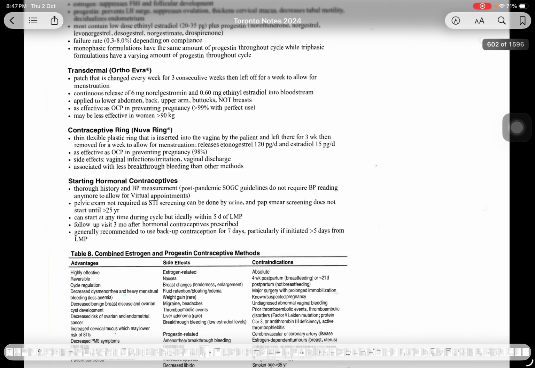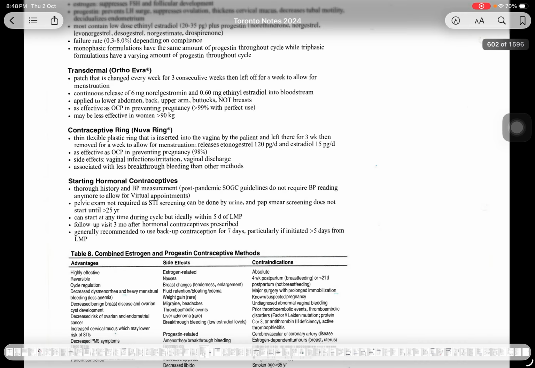not the breast. Why not on the breast? Because it has estrogen, and estrogen is related with breast cancer. If it is absorbed through the breast, there's a high risk of breast cancer. It is as effective as OCPs in preventing pregnancies, more than 99% with perfect use. It may be less effective in women more than 90 kgs. So obesity equals high adipose tissue, and high adipose tissue means low absorption.